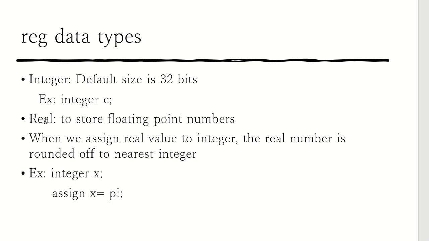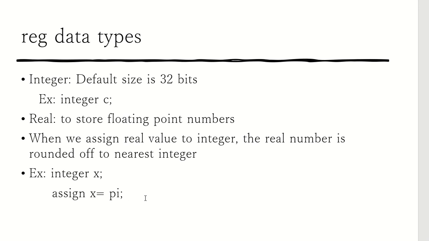And the next data type is real data type, which is used to store floating point numbers. For example, pi, 3.14. We have to declare that variable as real x, where we can assign x equals pi or some rational number in the further code. So real is used to represent floating point numbers.